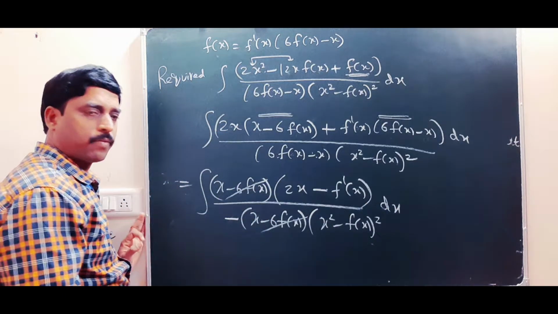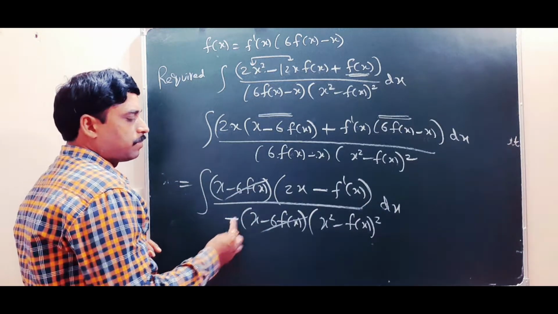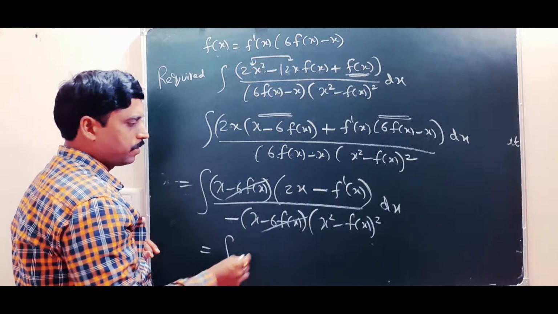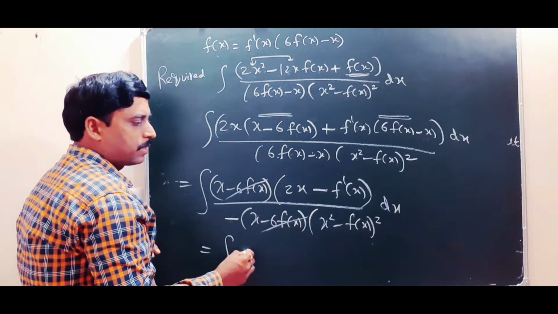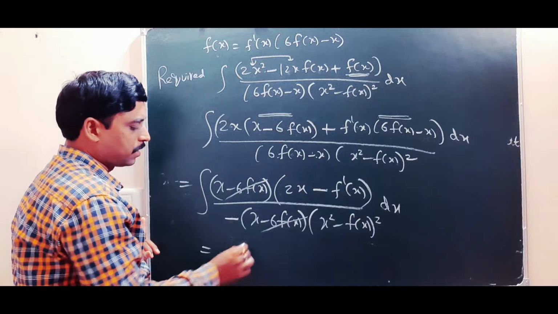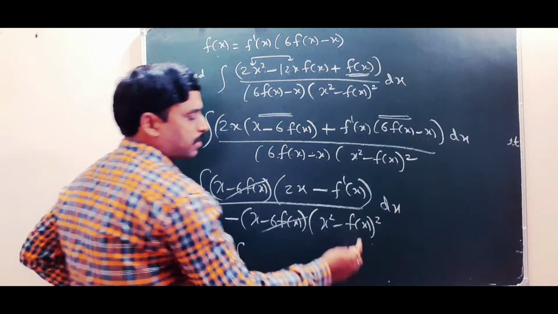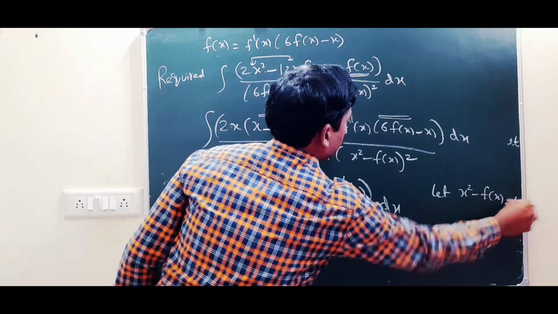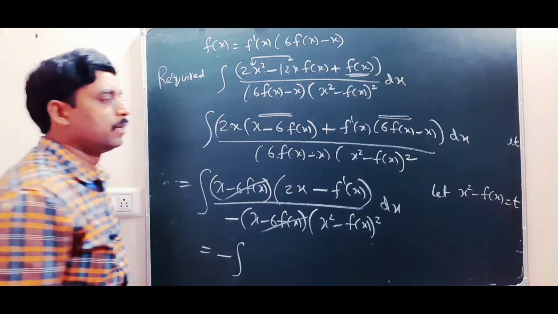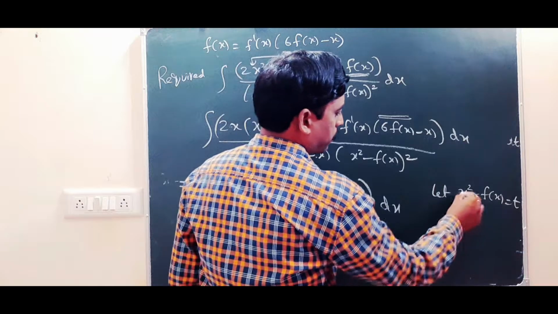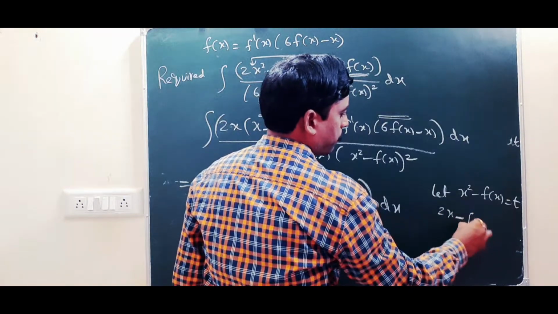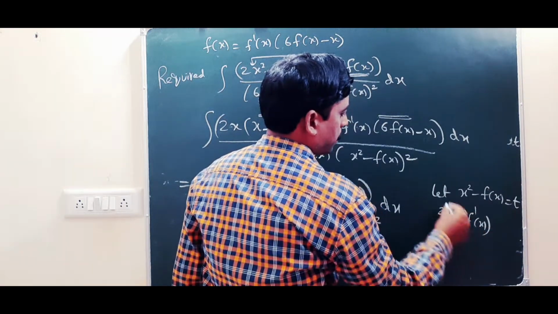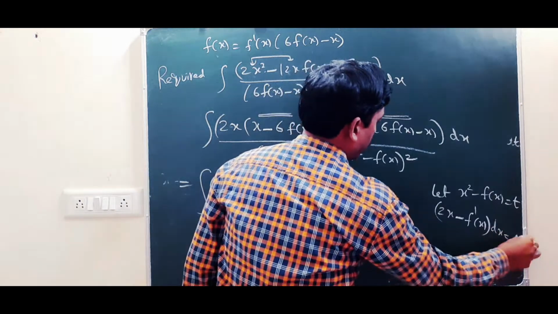x minus 6 f of x get cancelled. This minus 1, multiply to all, it is going to be minus 1 constant. So x square minus f of x, let us take x square minus f of x is equal to t. Now differentiation on both sides: differentiation of x square is 2x, differentiation of f of x we get f dash x, dx is equal to dt.